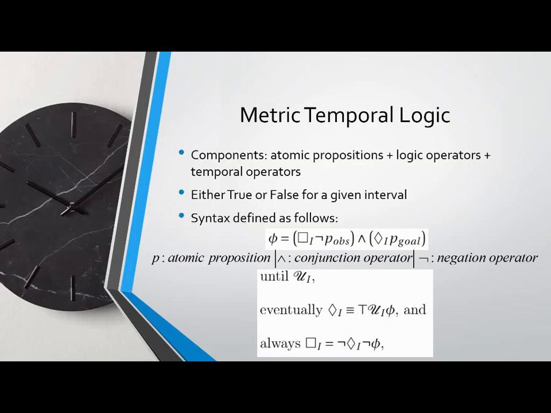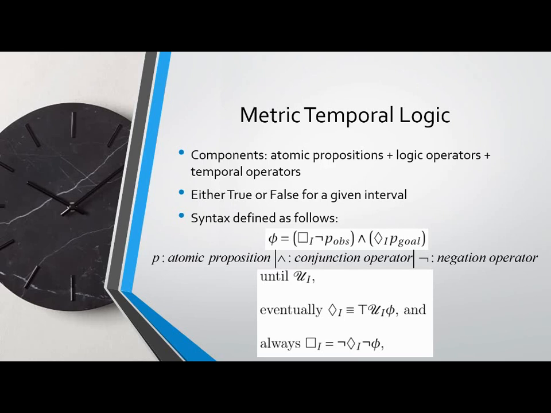So now I'll talk a little bit about MTL formulas. They're usually made up of three major things: atomic propositions, your logic operators, and your temporal operators. And they're always defined on some form of interval, either true or false for that given interval. I have an example here where the syntax is defined as follows: phi is equal to always not in the obstacle region and eventually getting to that goal region.